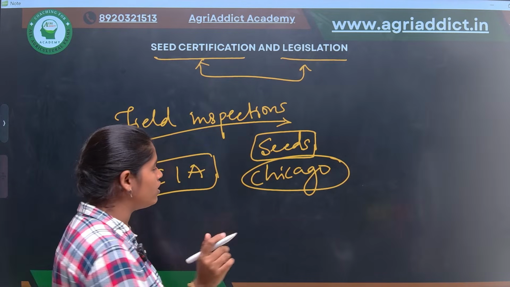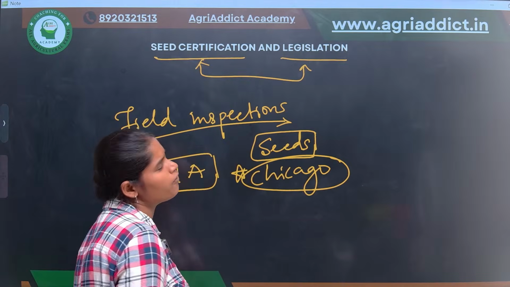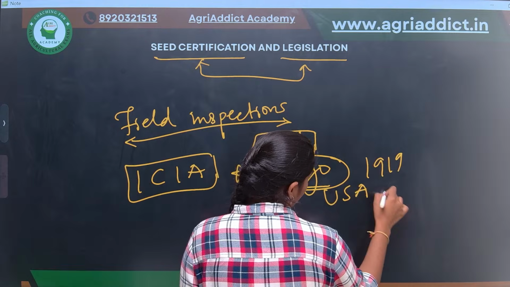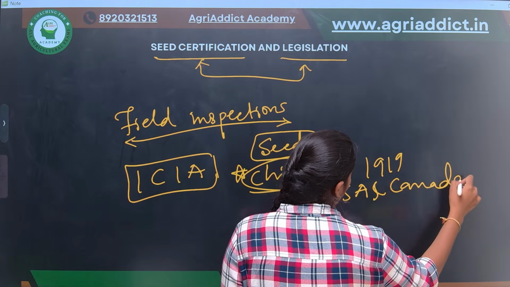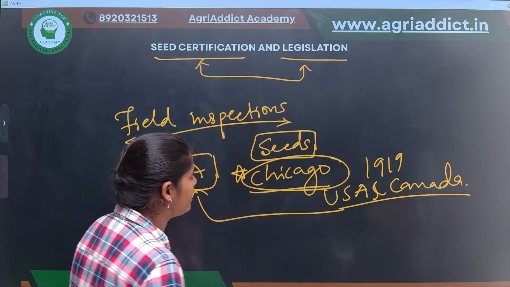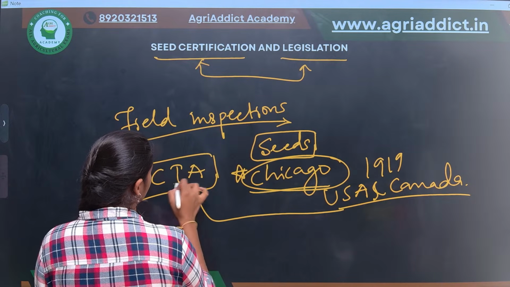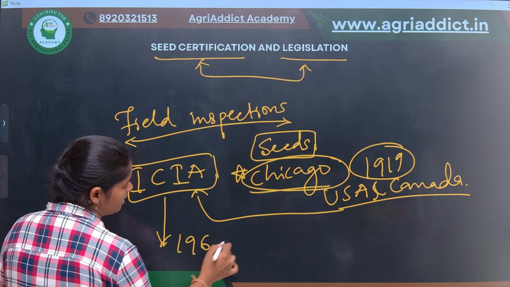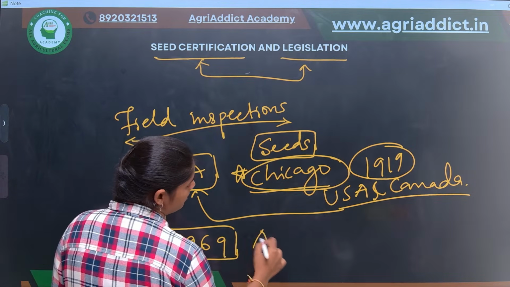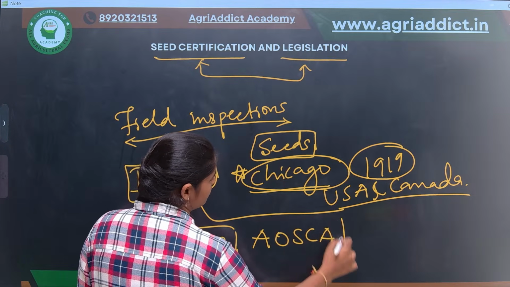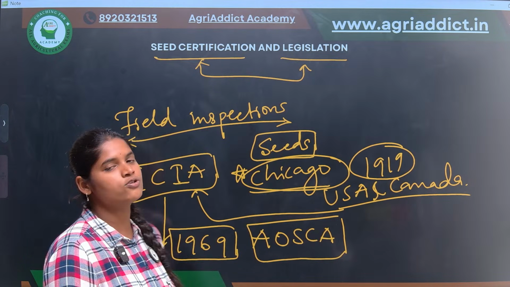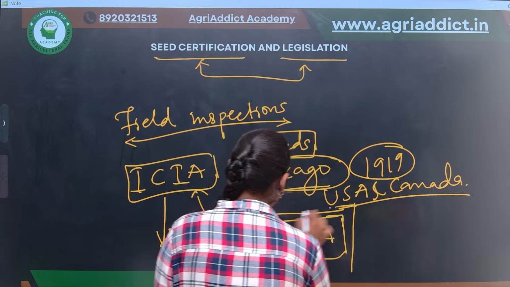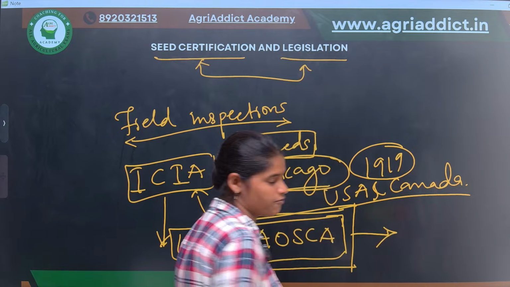Just try to note some points which are really important in the history or background of any concept. So at Chicago in 1919, USA and Canada scientists held a meeting that is called ICIA, International Crop Improvement Association, in 1919. This was later, in 1969, renamed as AOSCA. It's very popular, everybody knows it, right? That is the Association of Seed Certifying Agencies. So this is the foundation stone for seed certification.